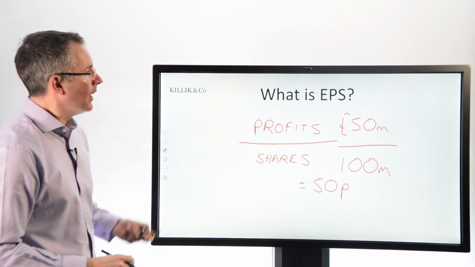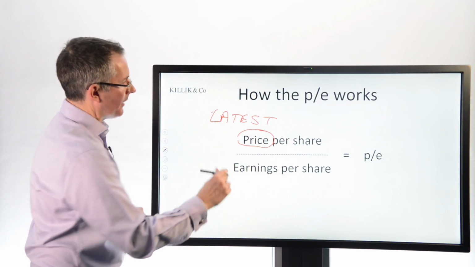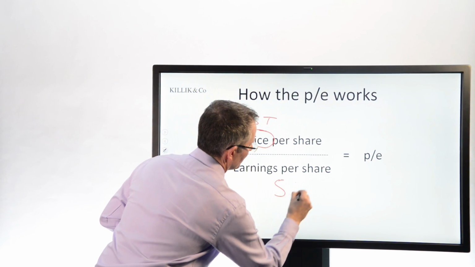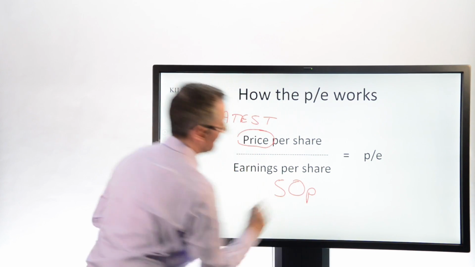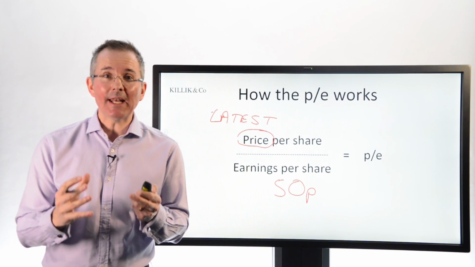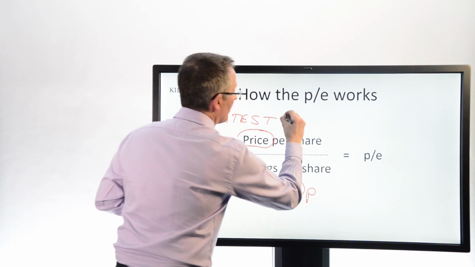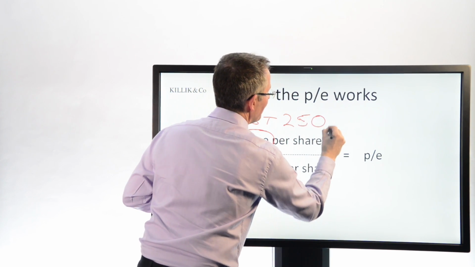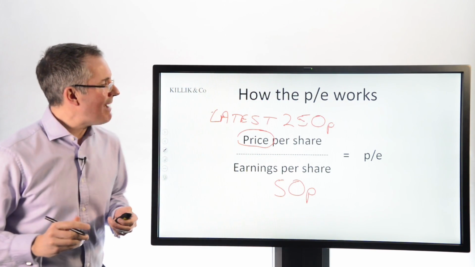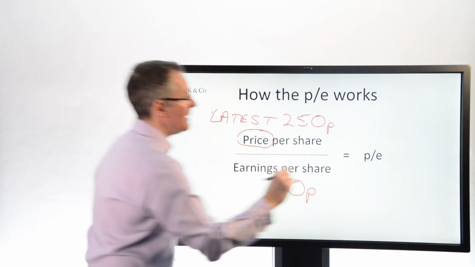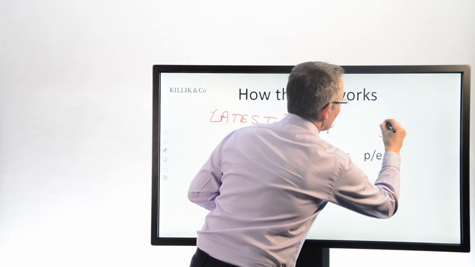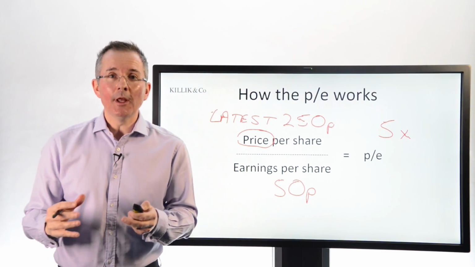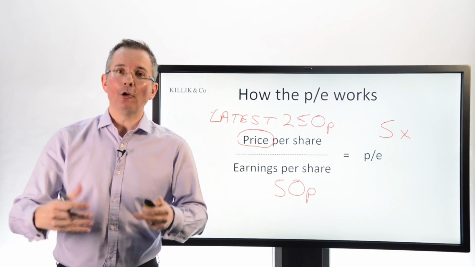Now, were we to just flick back and put earnings per share in here, so there it goes, 50p. And compare that to the latest share price for the company, which I'm going to assume is £2.50 or 250p. Nice to work in pence on the top and the bottom. Then the PE multiple comes out at 5 or 5 times. It is a multiple, so it's right to talk about 5 times or a multiple of 5.